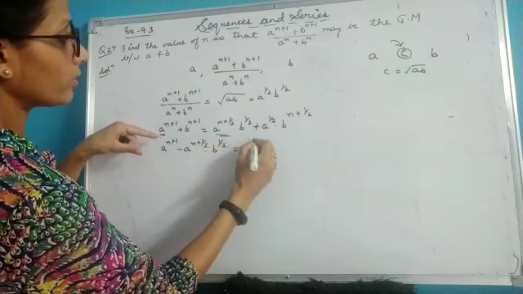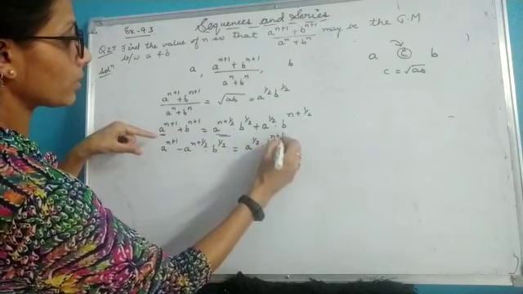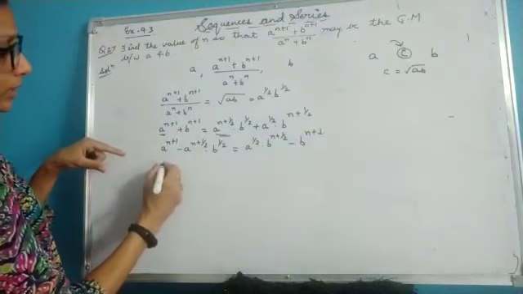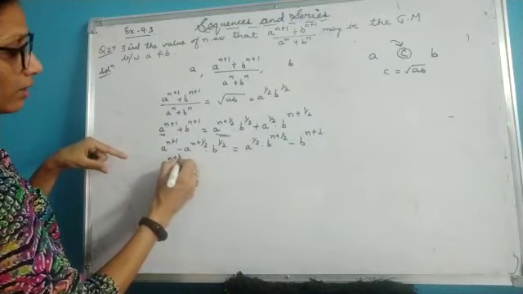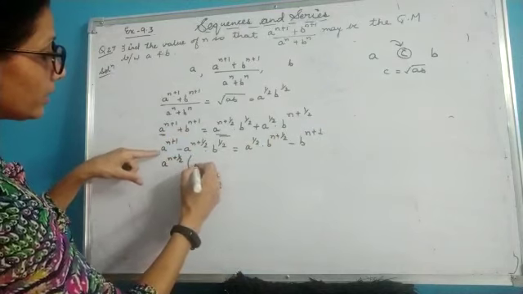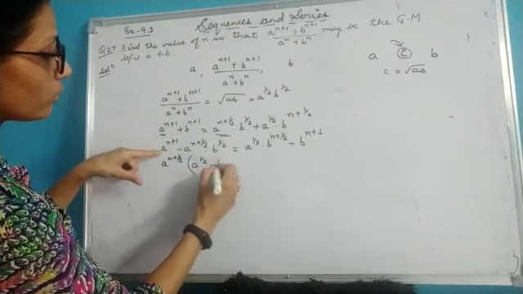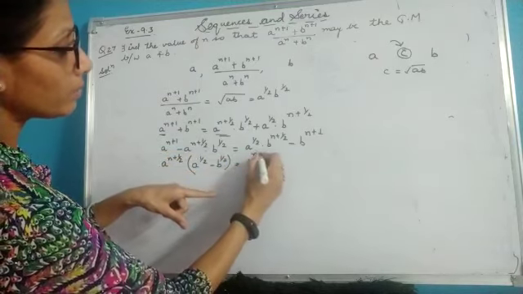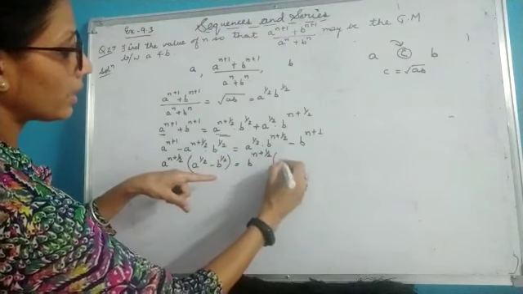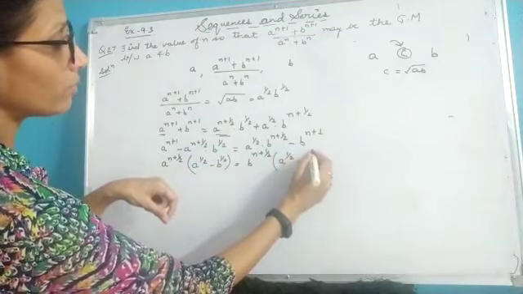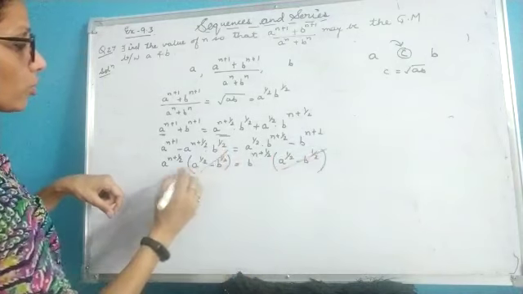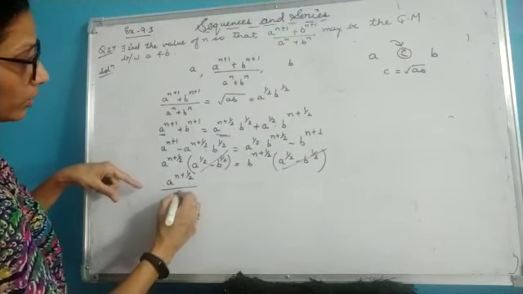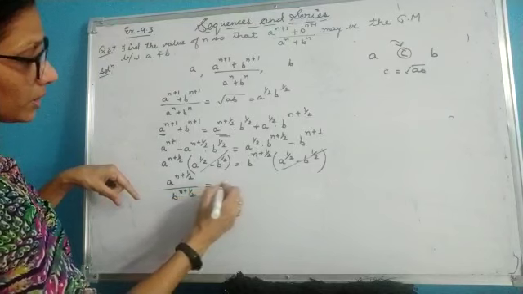This will be equal to a raised to power half into b raised to power n plus half minus b raised to power n plus 1. Now out of these two I can take out a raised to power n plus half common, and I will be getting it here as a raised to power half minus b raised to power half, which will be equal to, again I can take b raised to power n plus half common, and here I will be getting it as a raised to power half minus b raised to power half. This and this gone, so I will be getting it as a raised to power n plus half whole upon b raised to power n plus half will be equal to 1.